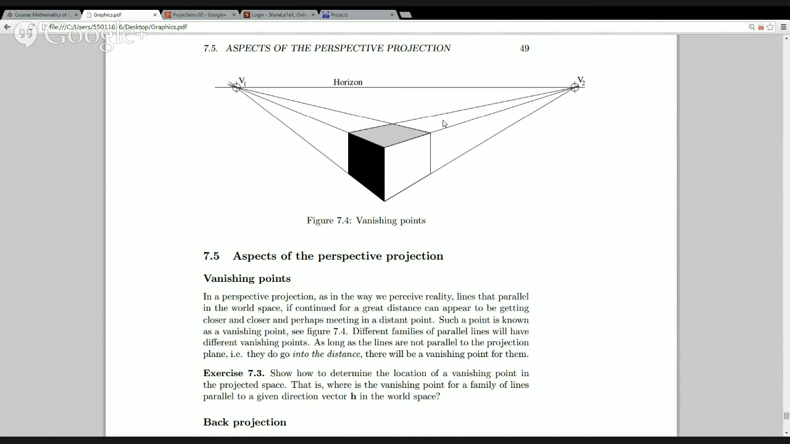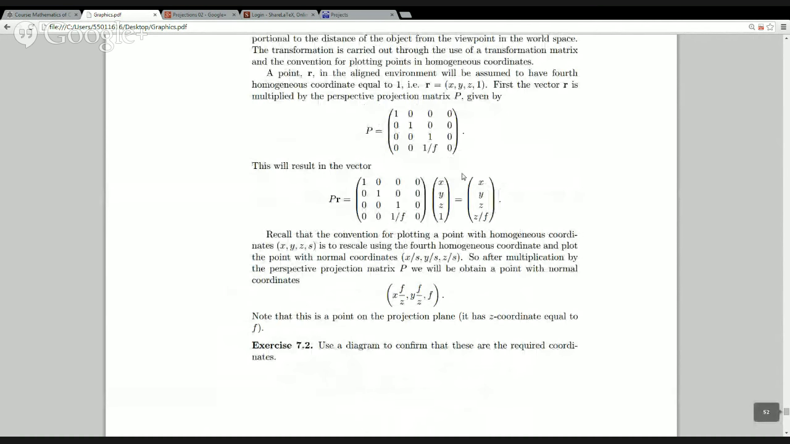Just from the formula, from this form of the projected point here, you see the first component of the projected point is the first component that the point had originally, multiplied by this thing f over z, where z is the z coordinate it had originally.